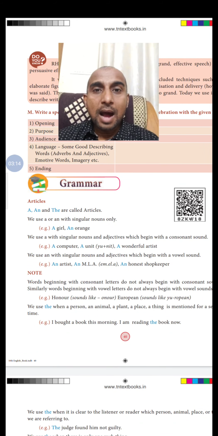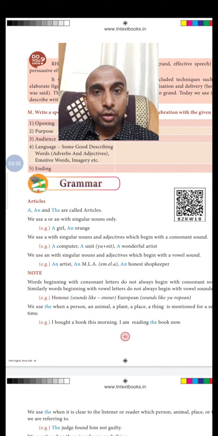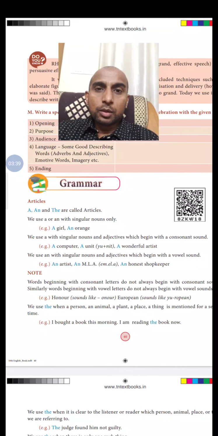Now, an artist. The first sound is ah. So that is a vowel sound. An MLA. Here you look at the letter M, it is a consonant letter, but the sound is a vowel sound. An honest shopkeeper. Here, in honest, the letter is a consonant letter, but the sound is a vowel sound. Now what are all those vowel sounds?